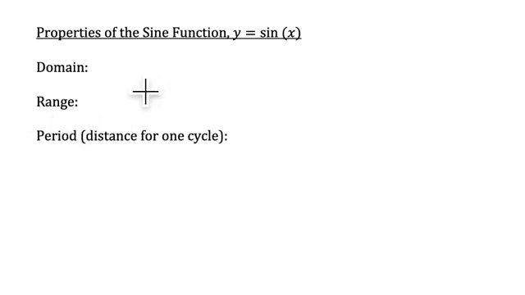I'd like to highlight a few of the properties here. The domain of the sine function will be from -infinity to +infinity, because remember the graph went forever to the left and forever to the right. And the domain has to do with x values. Now the range has to do with the y values, and those were oscillating between -1 and +1. And the period, that's the distance for one full cycle, is 2 pi.